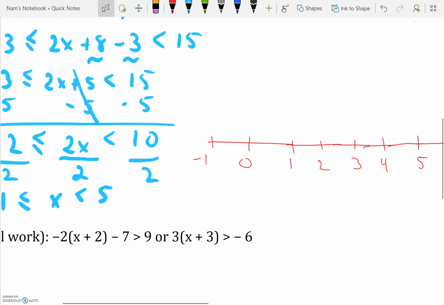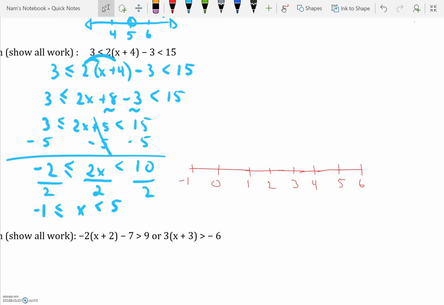I can start there because we're going in the positive, right? And that one says negative 1 is less than or equal to, so that is a closed circle. And my other boundary is less than 5, so an open circle. We're trying to find all the values of x that are greater than negative 1, including negative 1, but less than 5.